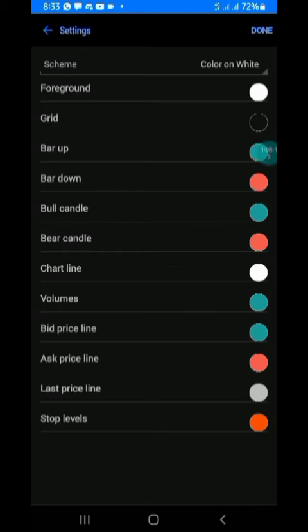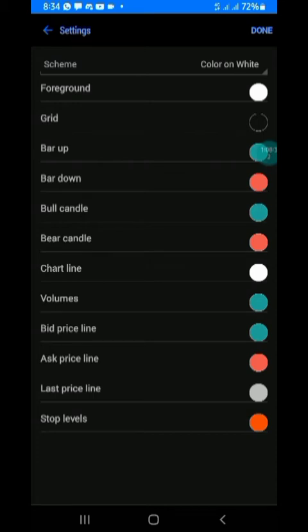So that bid price is always green, as you want to buy. Ask price is red. So the ask price is the price the trader is selling to you, which you want to buy. The bid price is what the trader is buying from you when you want to sell. There you have your stop levels.